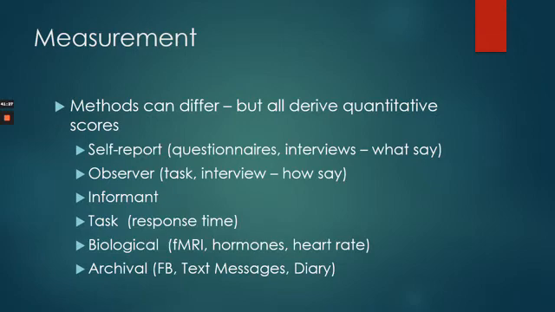Probably with a lot of the biological data, it would be good to have, again, some other data related to that, whether it's observer, informant, or self-report. And then there's also this data technique that you don't see a lot in psychology, but is quite useful. It's called archival.